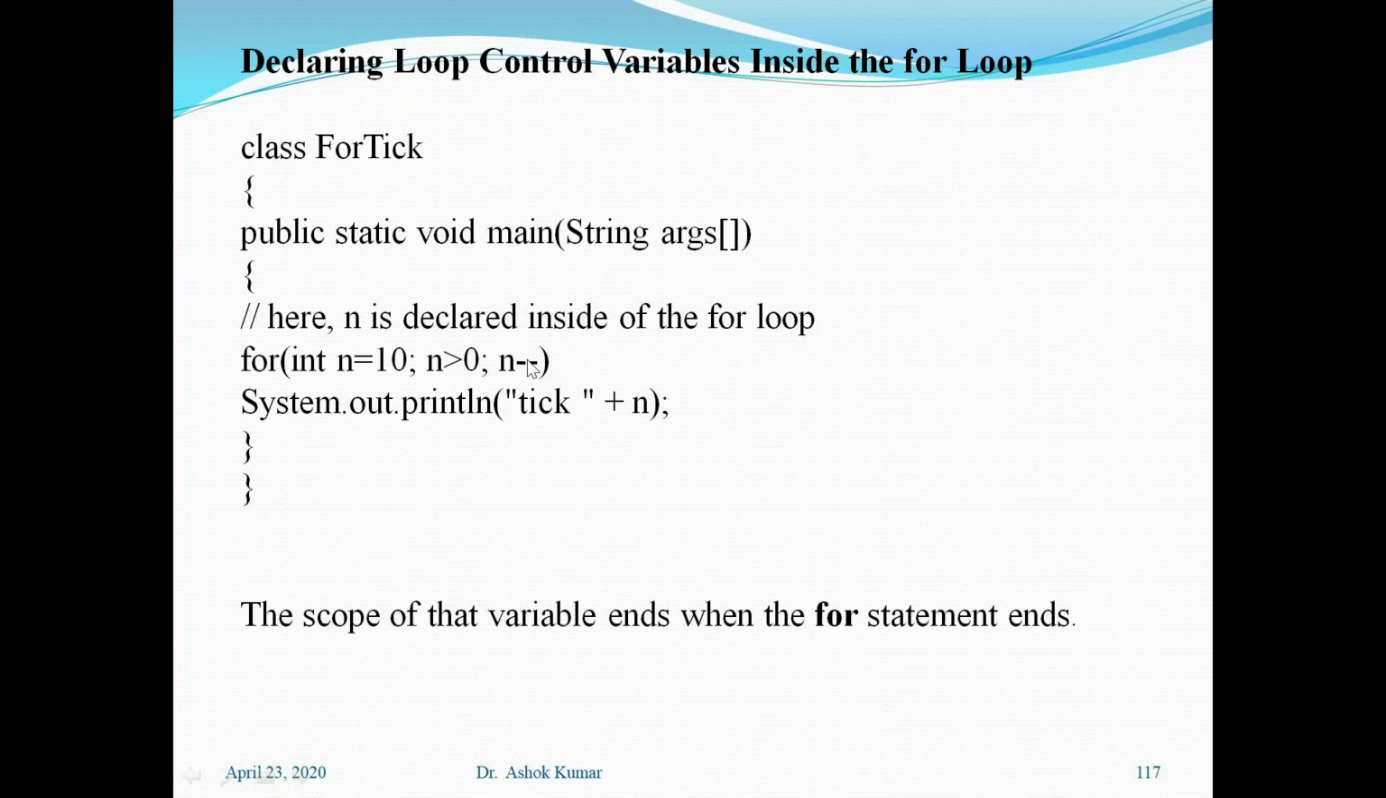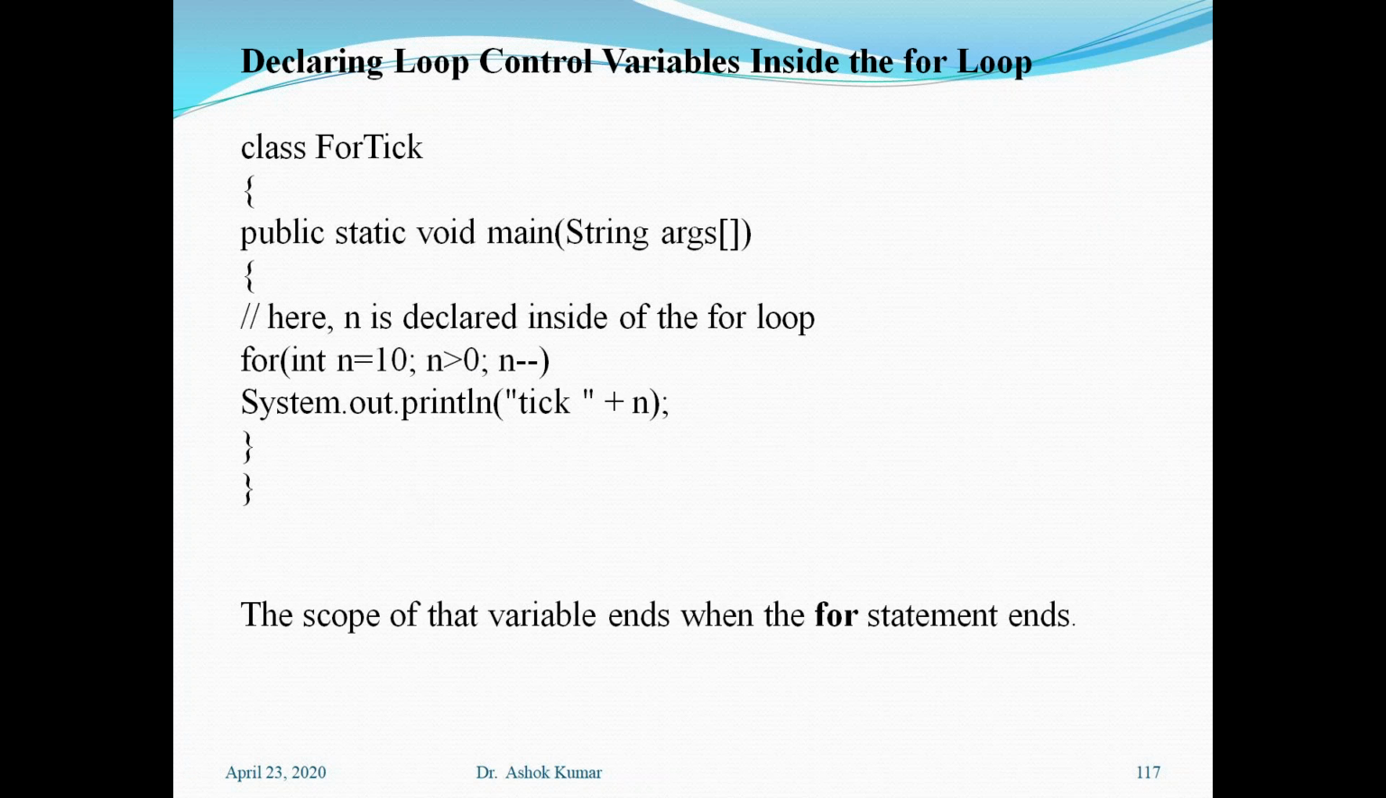After that, the control will go to the conditional part. The value of n is 9. 9 greater than 0 is true, so the condition will evaluate to true. Then the body will be executed again, so you will get tick 9. After that, the control will go here. The value of n will change to 8. 8 greater than 0 is true, so you will get tick 8, then tick 7, and so on. In the last iteration, you will get tick 1. After that, the value of n will become 0. 0 greater than 0 is false. The control will come out of the loop.